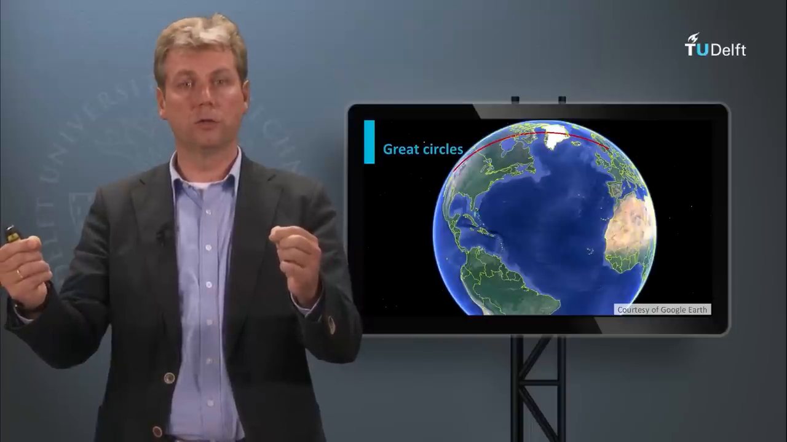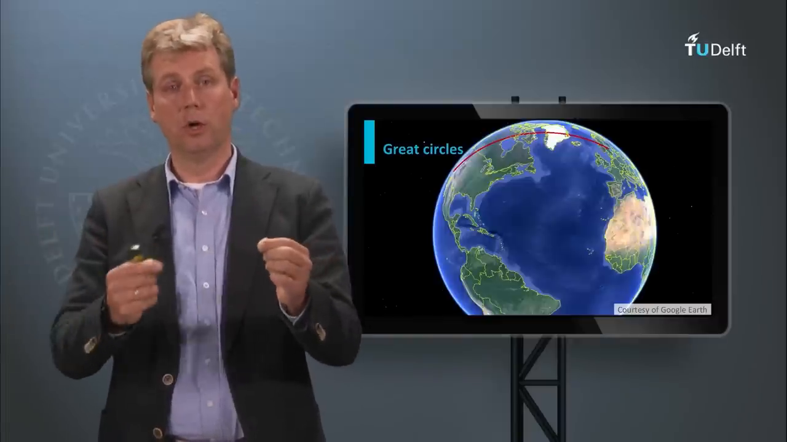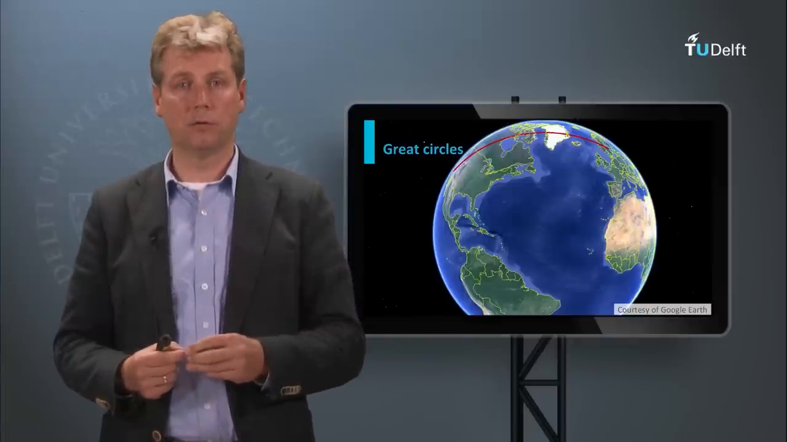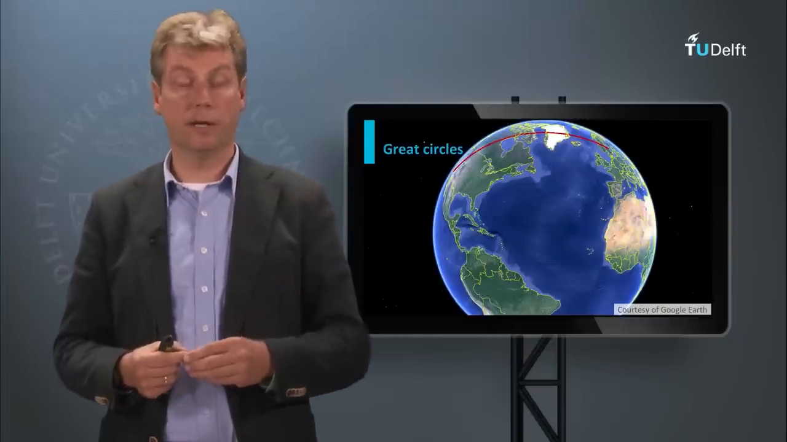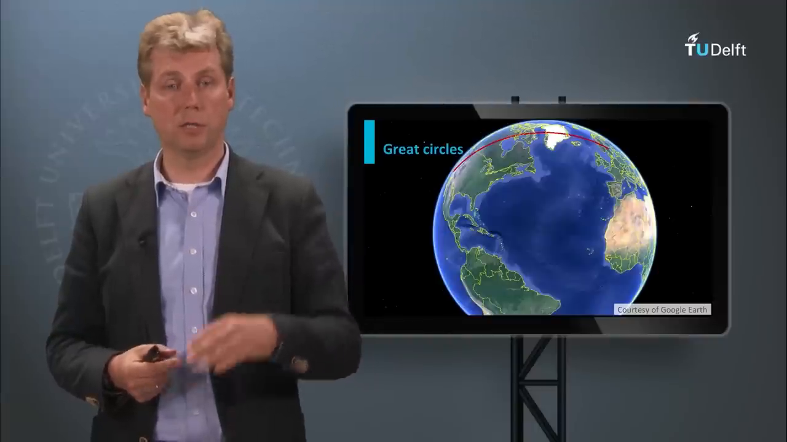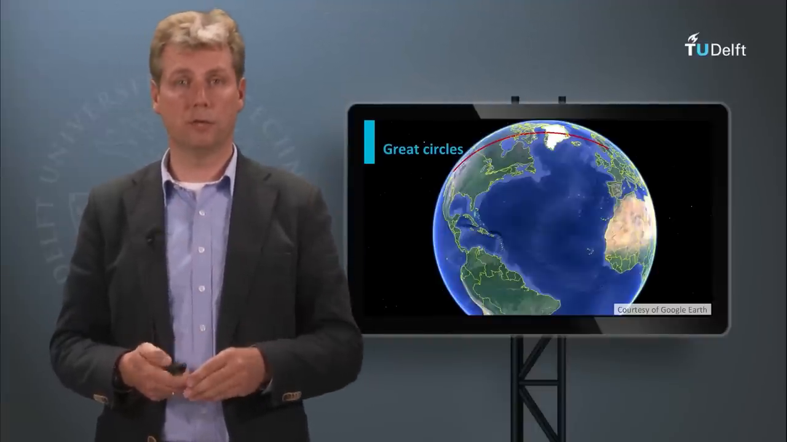And this distance is called the Great Circle, because it's actually a circle with the center of the Earth as the center of the circle. And this is the shortest route, the Great Circle, and this is what aircraft fly. That's also why when you fly from Amsterdam to the United States, you will often pass the lower side of Greenland.